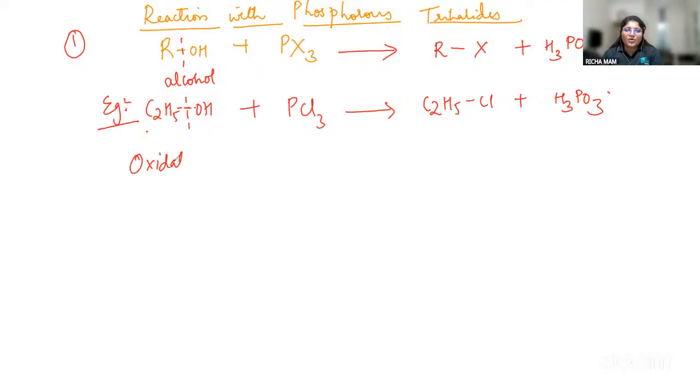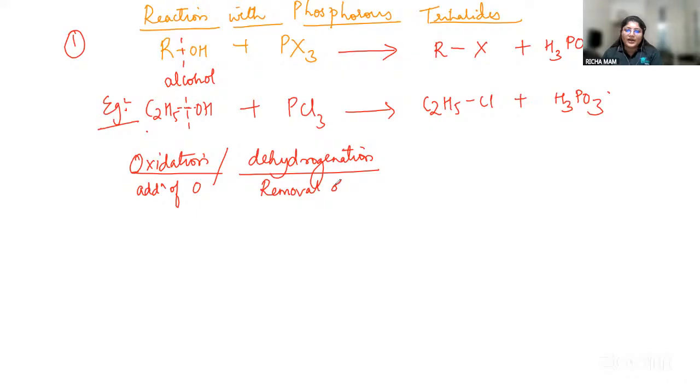Or the dehydrogenation. Now, what do you mean by oxidation, students? Oxidation means addition of oxygen. And dehydrogenation means removal of hydrogen. So what is the definition? If you remove hydrogen or when you add oxygen, it is nothing but oxidation, right?